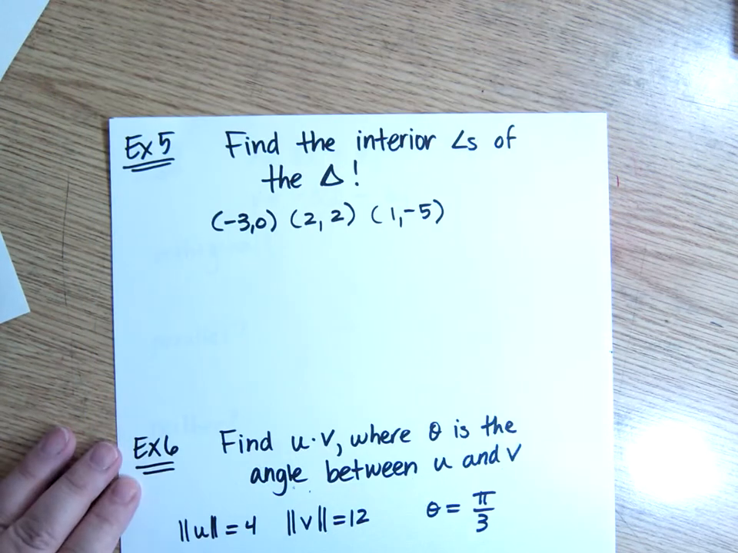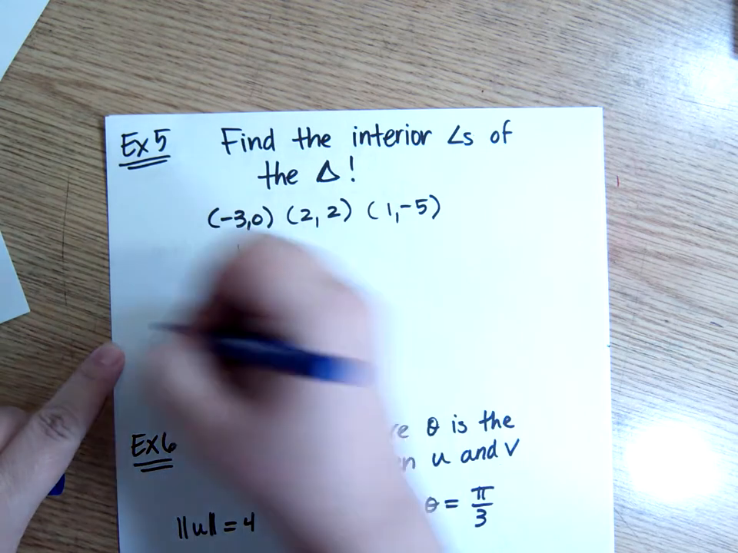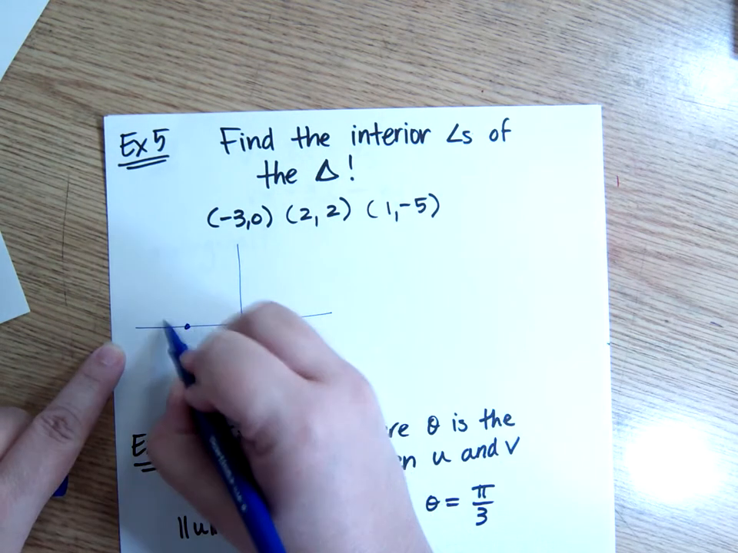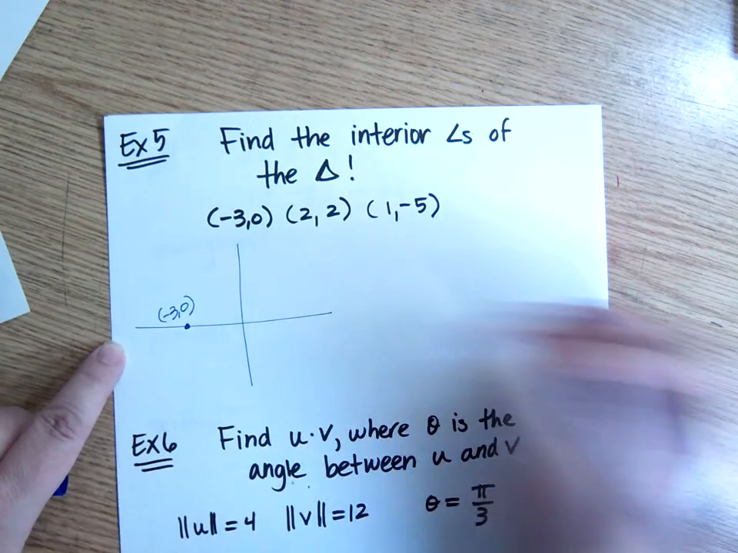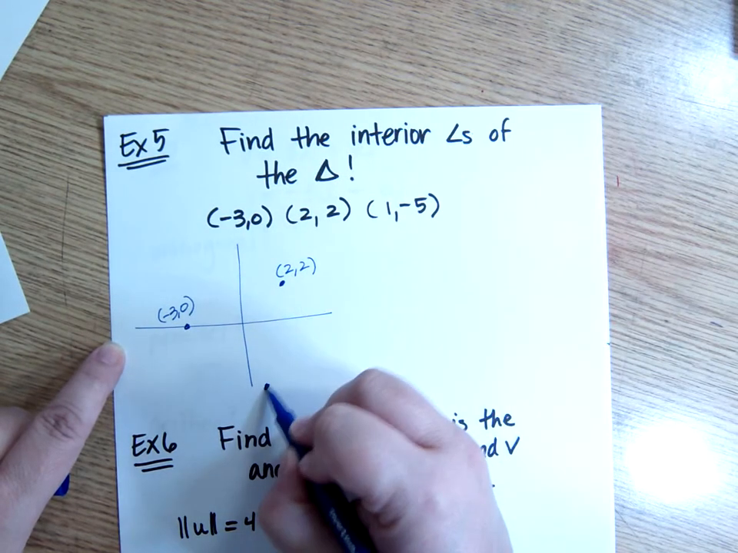Related, find the interior angles of the triangle. Well, let's look at that. Negative 3, 0, right here. 2, 2, right up here. 1, negative 5, down here somewhere.